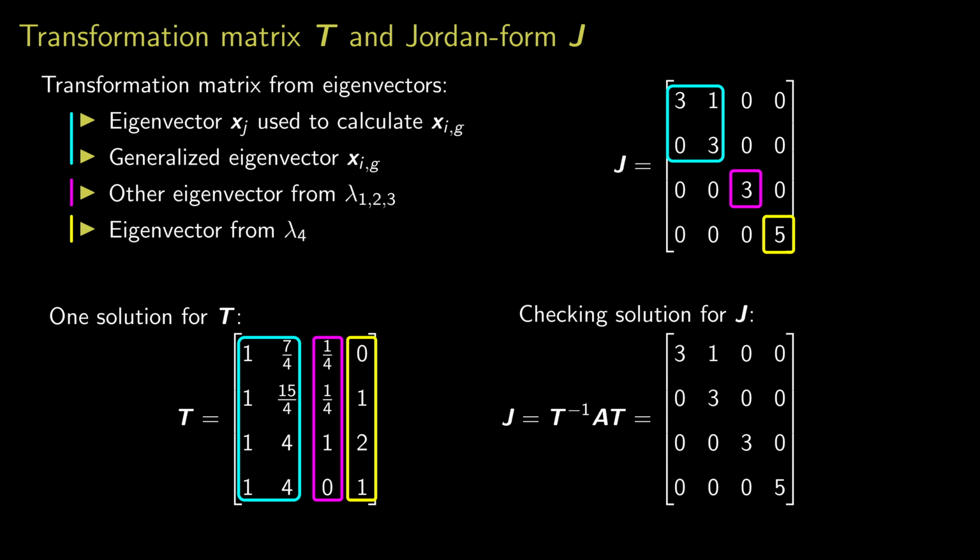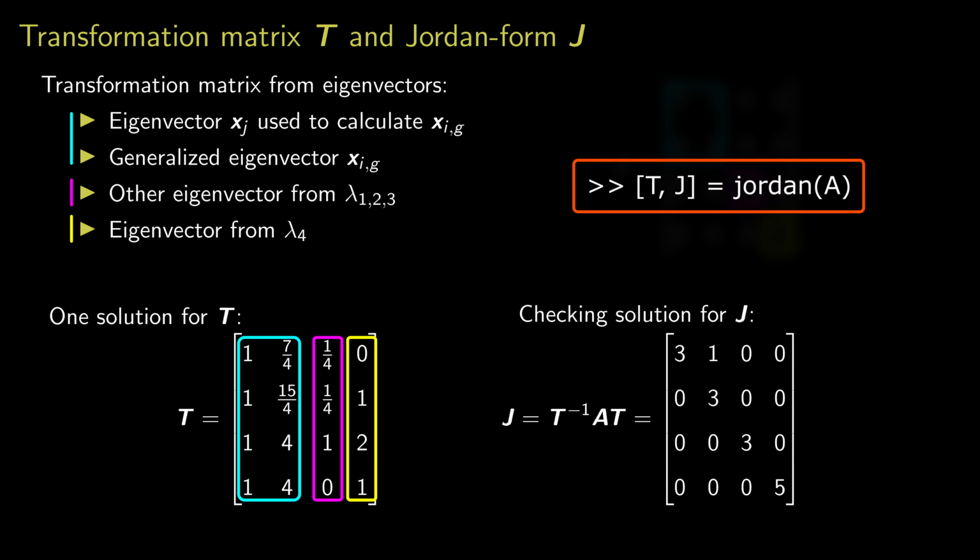Try it. The matrix T can have many different forms, but together with its inverse, it will always lead to the same Jordan form. If you want to calculate the Jordan form in MATLAB directly with numerical means, you can use the function shown on screen right now.